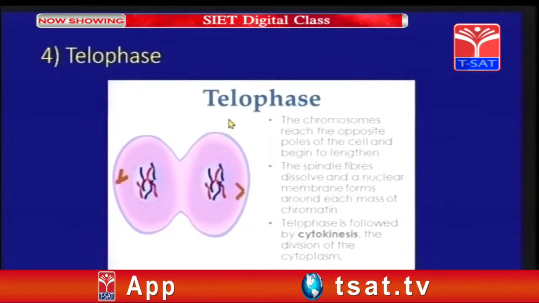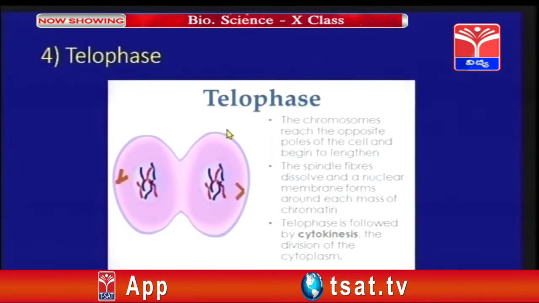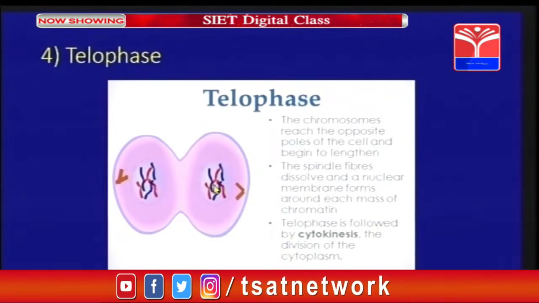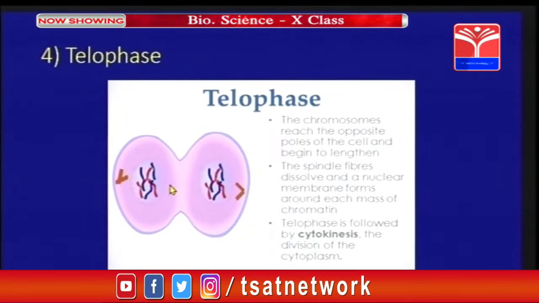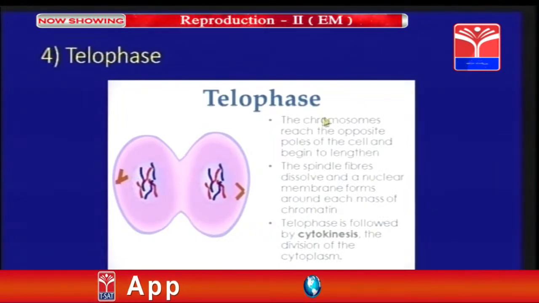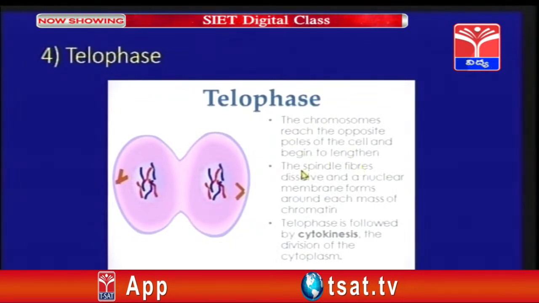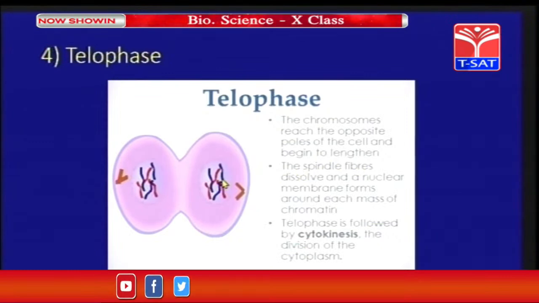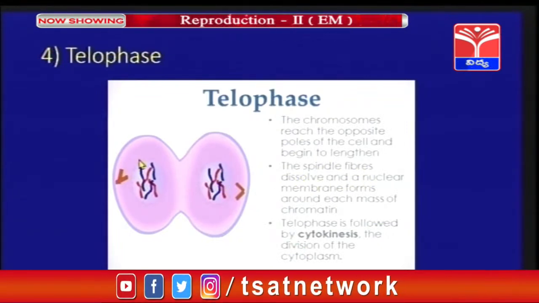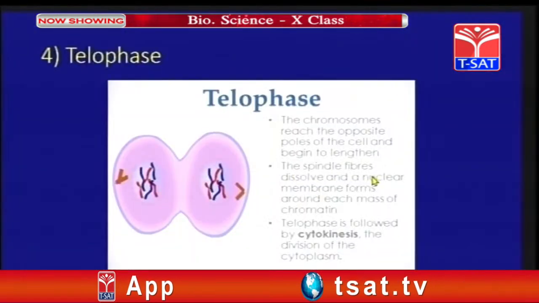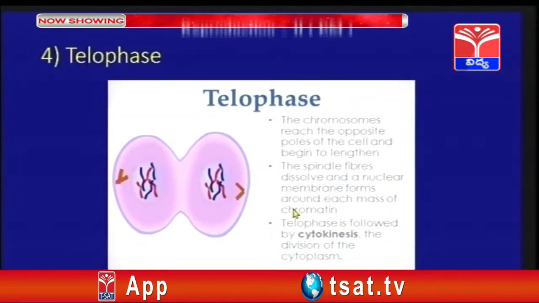Telophase. In telophase, the chromosomes reach the opposite sides. When you see this image, the chromosomes are at their opposite poles. That means the cell is getting prepared to divide into two cells. The chromosomes reach the opposite poles of the cell and begin to lengthen. That is, the chromosomes will increase in length. The spindle fibers, as we have observed in metaphase and anaphase, will dissolve, and the nuclear membrane forms around each mass of chromatin.